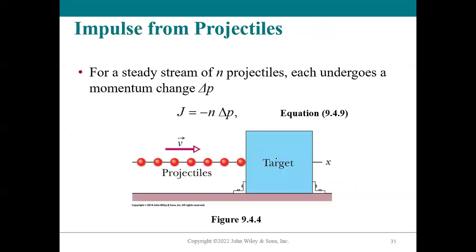Okay. And then the impulse from projectiles: for a steady stream of n projectiles, each undergoes a momentum change delta P. So J is equal to minus n delta P.